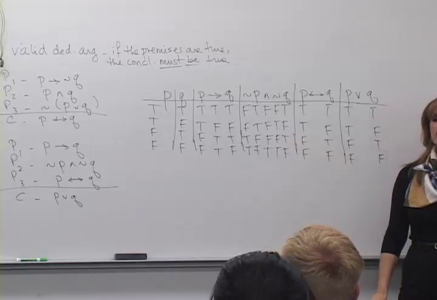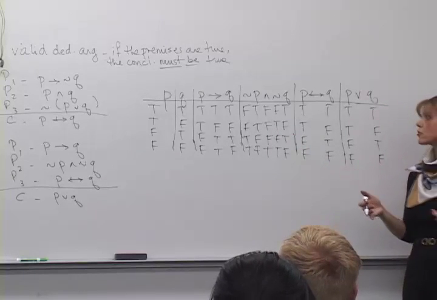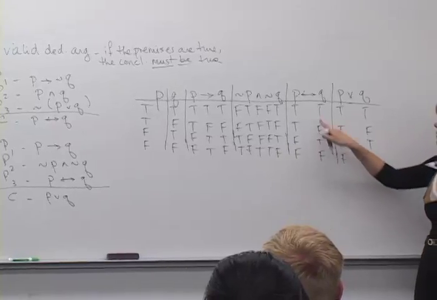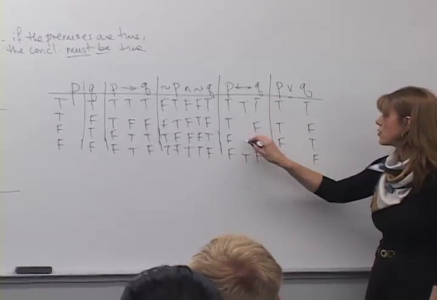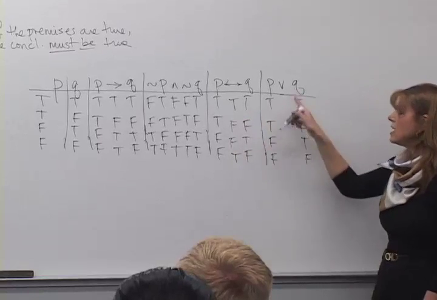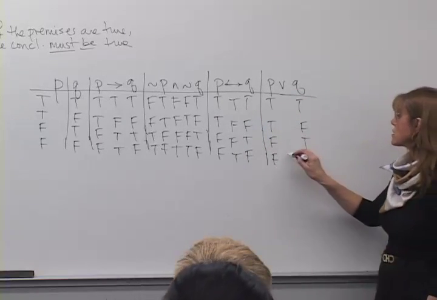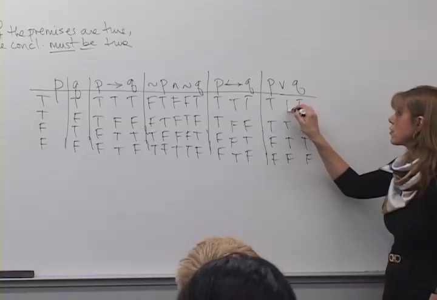That's the only way a conjunction is true, if both of them are true. And here they both have to be what to be true? The same. So it's true here, and it's true here, and it's false everywhere else. Here, it's only false if both are false, which is here. Everywhere else it's true.